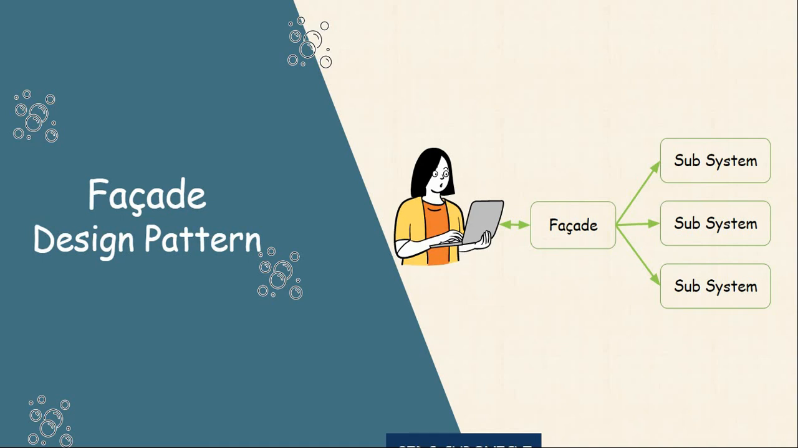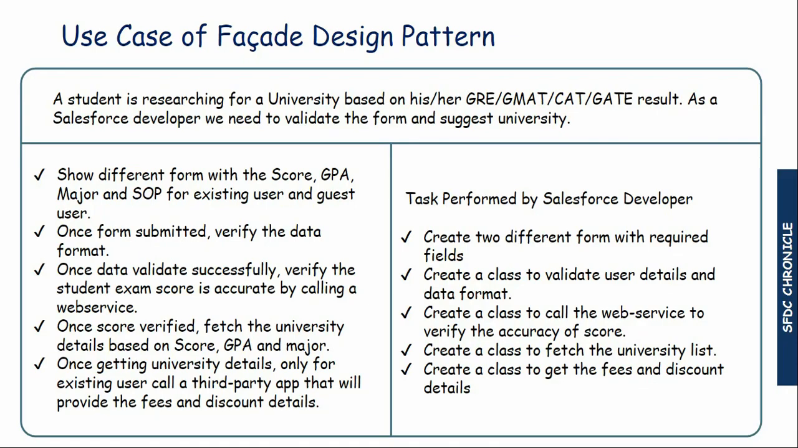The facade design pattern is a structural design pattern that provides a simplified, unified interface to a complex system. It hides the complexity of multiple components and exposes only the necessary functionality, making it easier to use. Let me explain with an example.